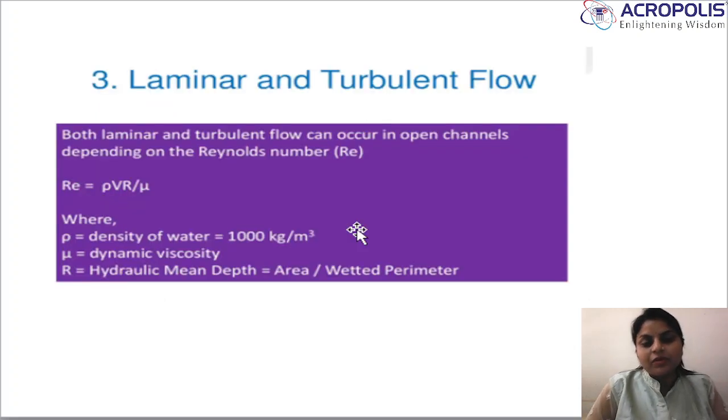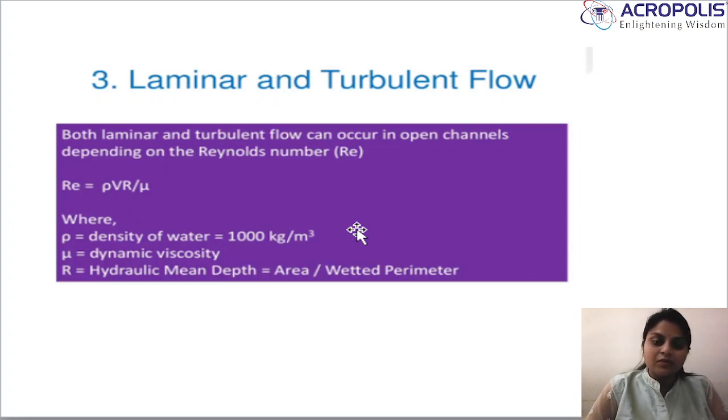The third type of flow is laminar flow and turbulent flow. You have to calculate the Reynolds number for checking whether the flow is laminar or turbulent. So the Reynolds number is a dimensionless number. We evaluate the pattern of flow, whether it is laminar or turbulent.